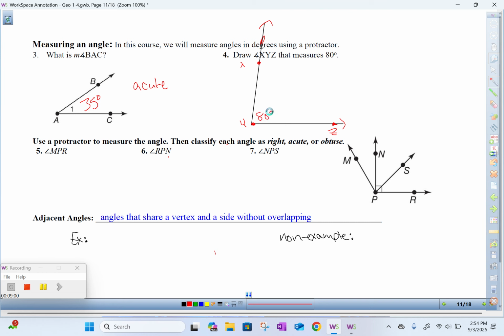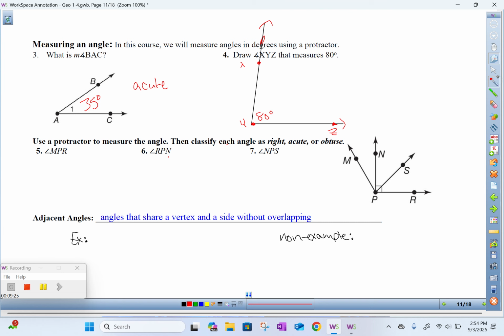Okay. Same thing happens for 5, 6, and 7. You're going to measure those. I'll let you do that. We're going to move on to adjacent angles. They're angles that share a vertex and a side without overlapping. Okay, so I'll let you copy down that definition, but then we're going to draw both an example and a non-example so that it's really clear what's going on here.